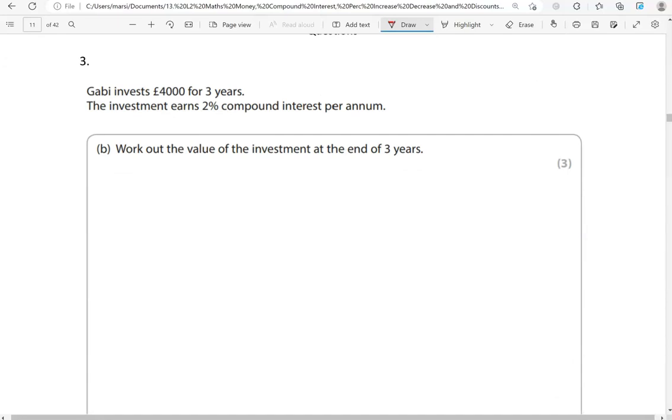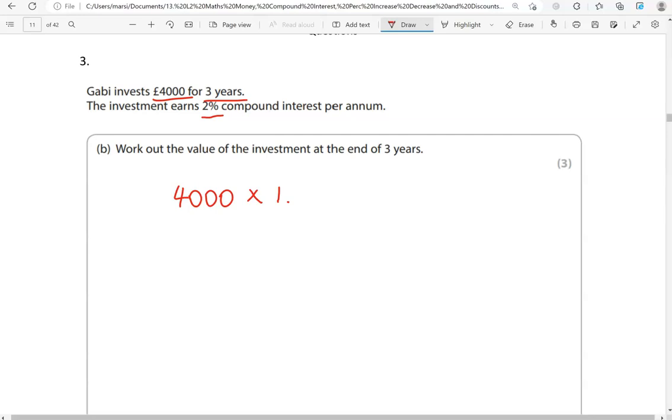Gabby invests £4,000 for 3 years. The investment earns 2% compound interest per annum. So that is per year. Work out the value of the investment at the end of 3 years. So in the previous compound interest questions, we broke it down based on each year. But now we can use a calculator, so we can use the formula, which goes initial investment, which is £4,000, times, this is the multiplier here, which is 1 point something.